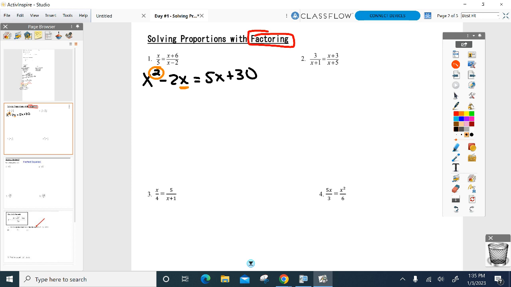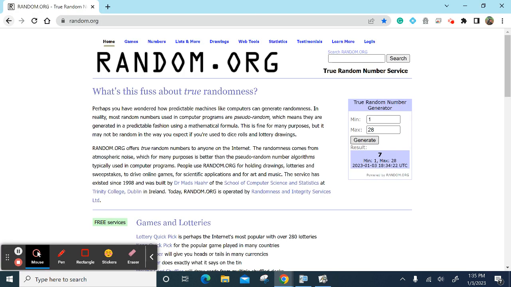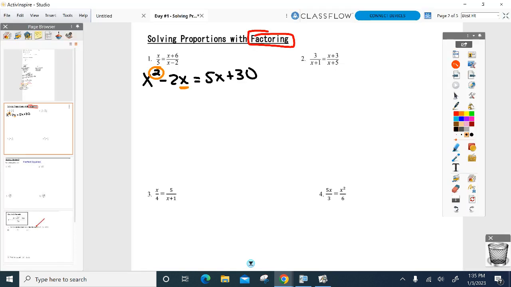And look, if your x squared's positive, leave it that way. Leave it positive, please. I don't know how to factor negative x squared. Oh, I do, but I prefer not to. All right, so let's move the 5x and the 30 over. How do I move the 5x and the 30 over?